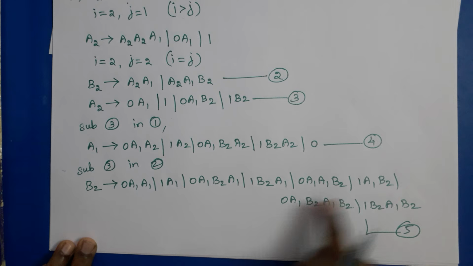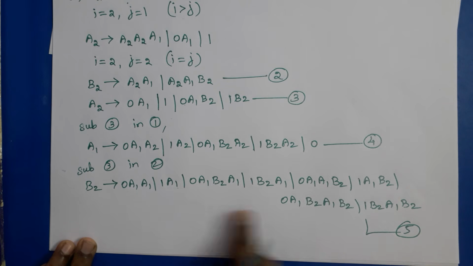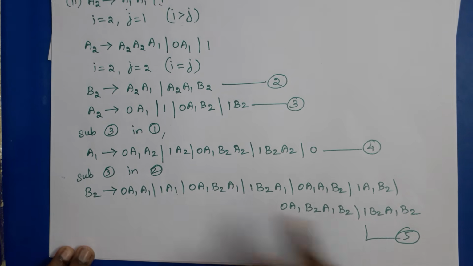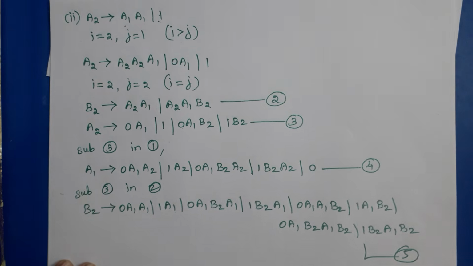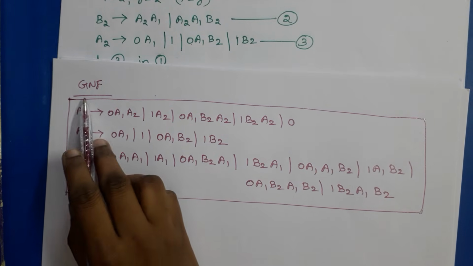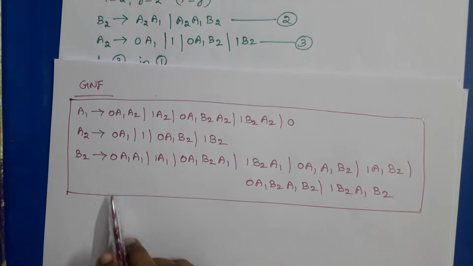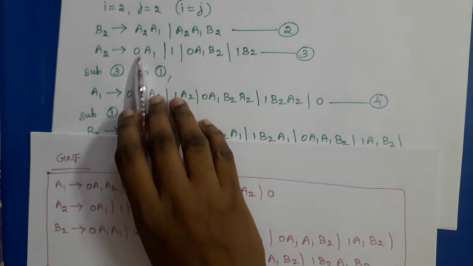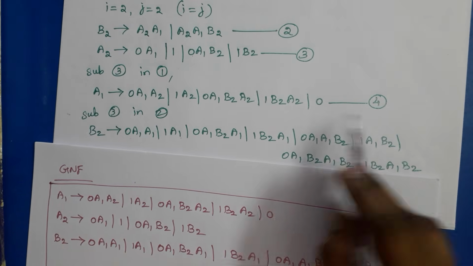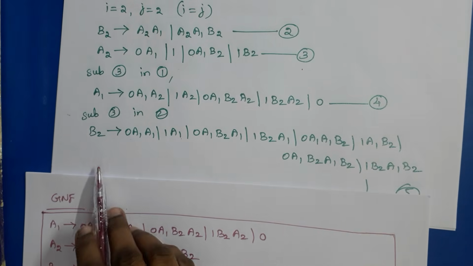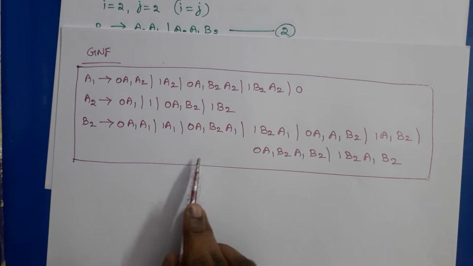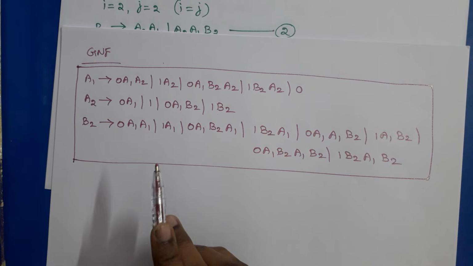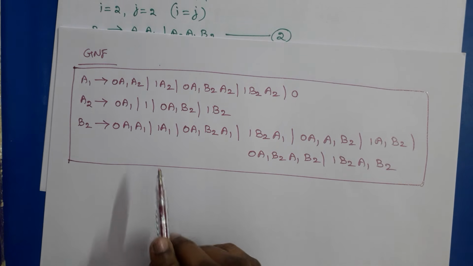All productions have terminal followed by some number of non-terminals. So we need to write the final GNF. So then we have got the final GNF. So I have written A1 equation, the 4th equation, and A2 the 3rd, and B2 the 5th equation here. So this is the equivalent GNF for the given CFG. Thank you.